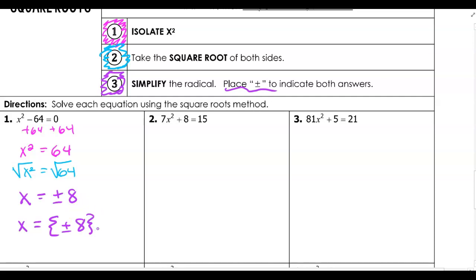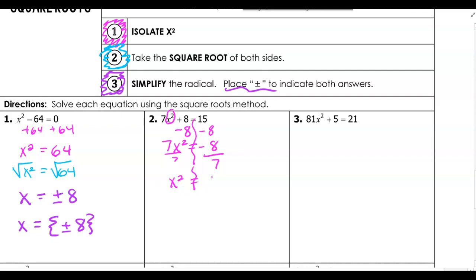Let's take a look at another one. Number 2. We'll start by isolating that x squared piece. Subtract the 8 from both sides. We get 7x squared equals negative 8. And then we would divide both sides by 7. Now we have x squared all by itself.